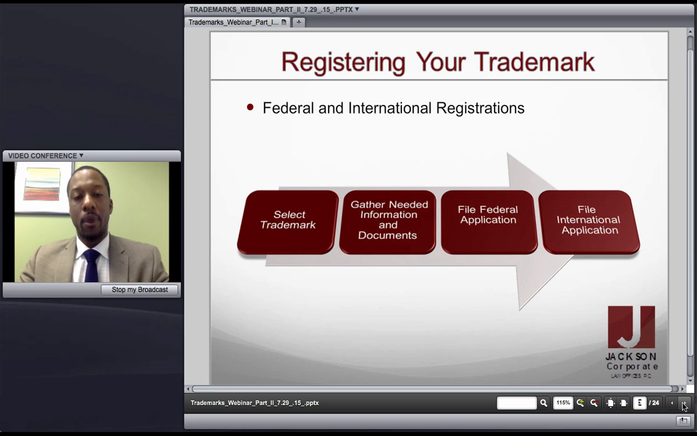So, registering your mark. This is going to really focus on the federal and international registrations. This is the general process guideline of what you have to do in order to register a mark: select the mark, gather information and documents, file the federal application, and then if you would like, file the international application to receive protection in countries abroad.